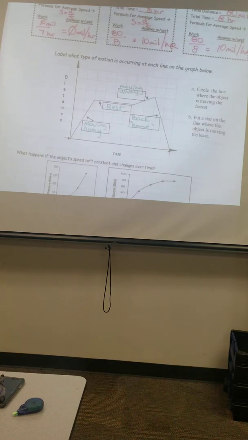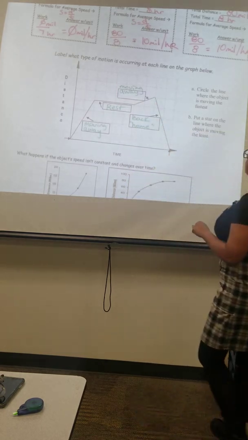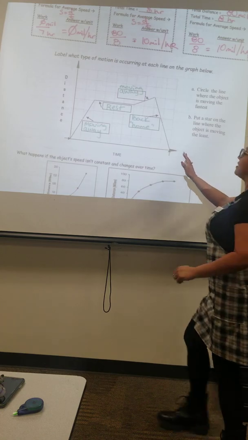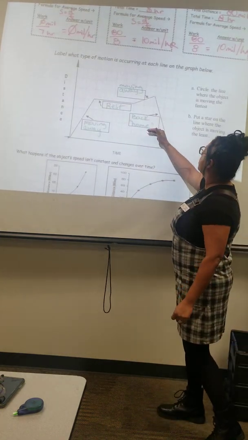So, Mr. Reed, A, circle the line where the object is moving the fastest. Would that be line 1, 2, 3, or 4? 4. Whoa, Mr. Reed. Remember, this is not like a negative value. This just means that it's moving back home.